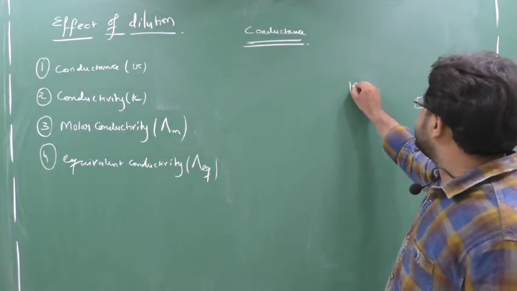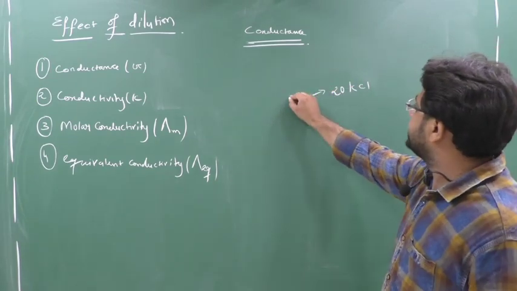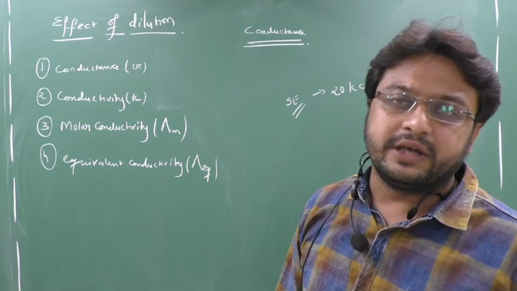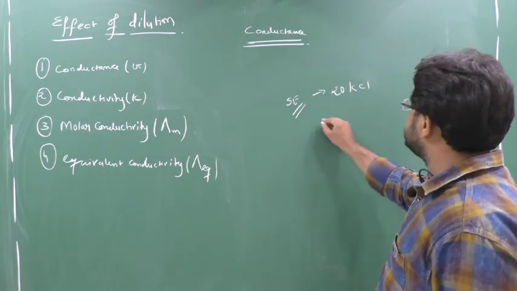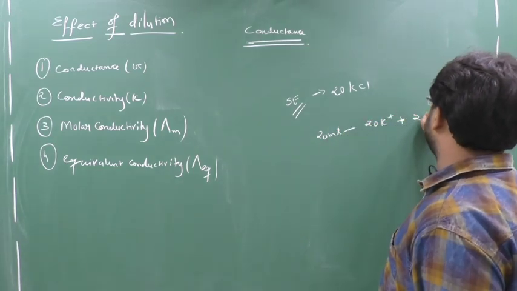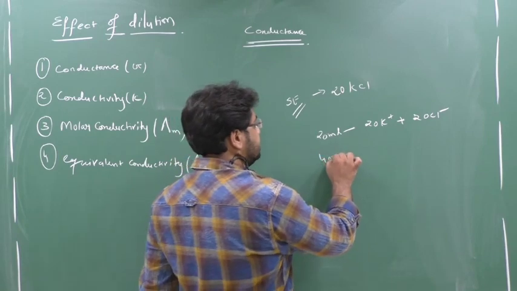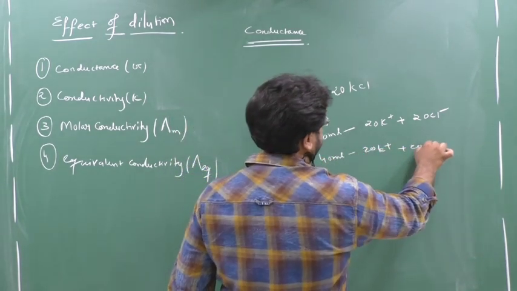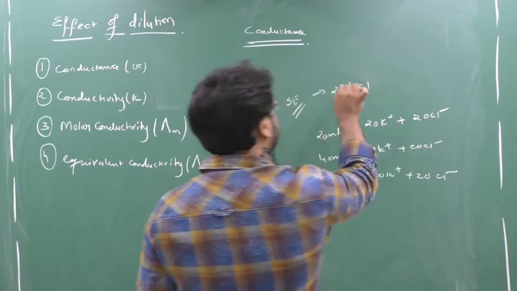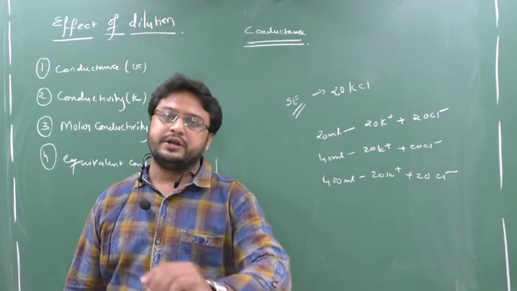For example, I have KCl. Say I have 20 moles of KCl, and this is a strong electrolyte. According to the definition, a strong electrolyte dissociates completely on dilution. So when I add, say, 20 ml water to this KCl, I will get 20 K plus and 20 Cl minus, once for all, at once only. Now if I add 40 ml, the ions remain the same, 20 K plus and 20 Cl minus. If I add 400 ml also, it will be 20 K plus and 20 Cl minus. So this is nothing but a strong electrolyte. A strong electrolyte is an electrolyte which dissociates completely, once for all, on dilution.